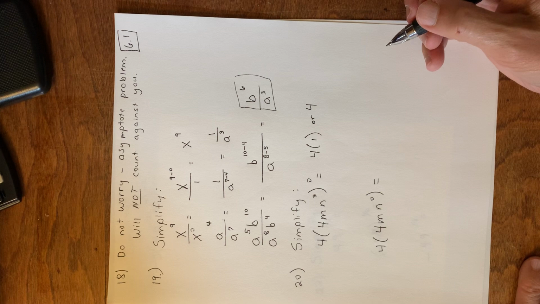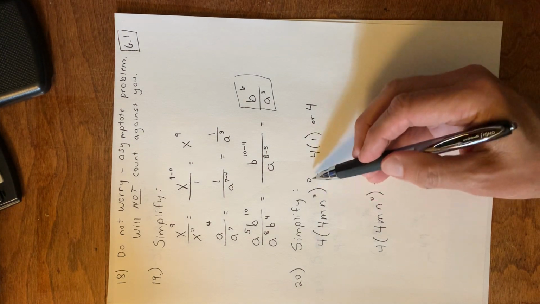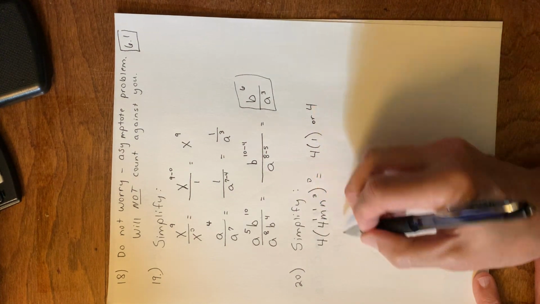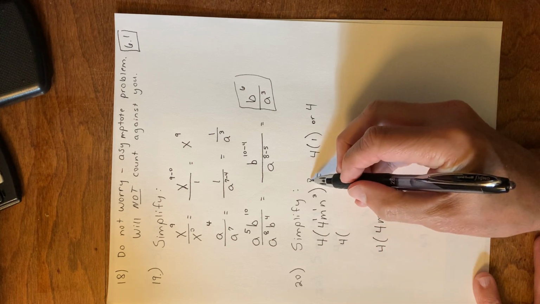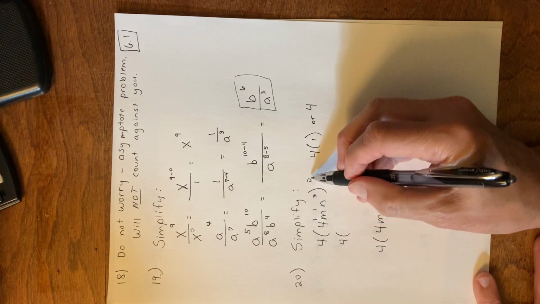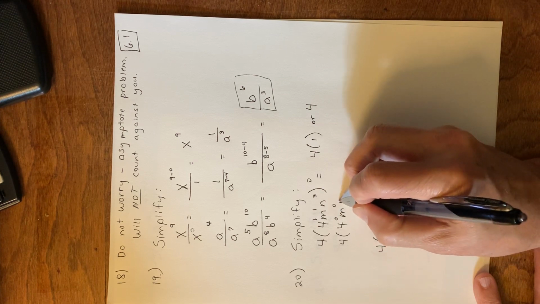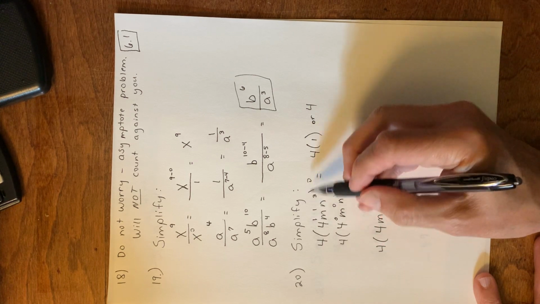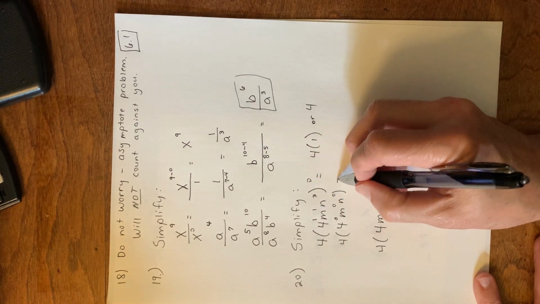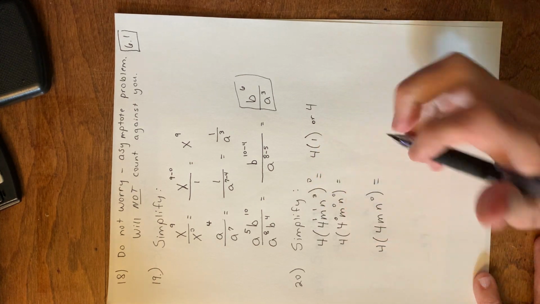That was easy. If I did it powers to a power, I would get 4 times multiplying the 0 times each of these exponents. 4 to the 0, m to the 0, n to the 0. Remember, I'm multiplying 0 times everything. That's 0. That's 1, that's 1, that's 1.